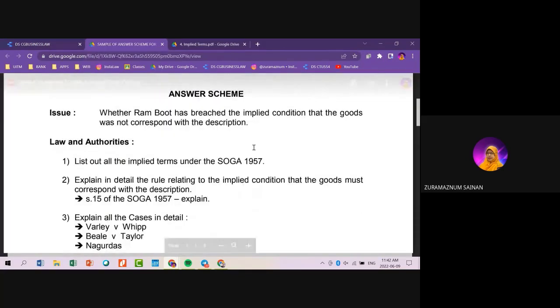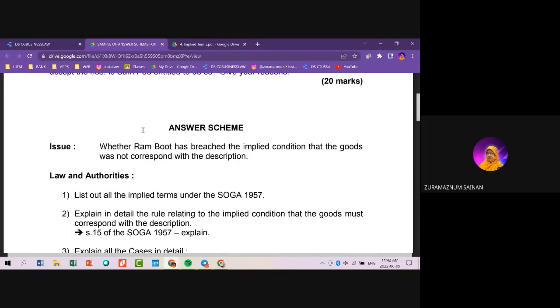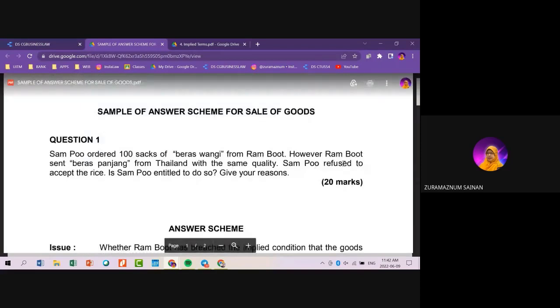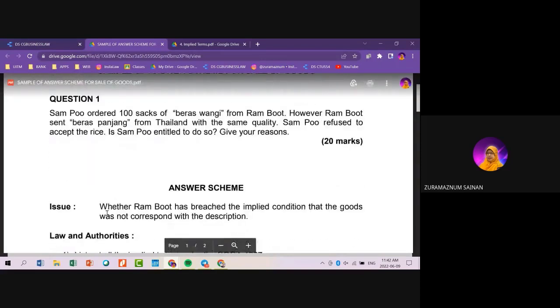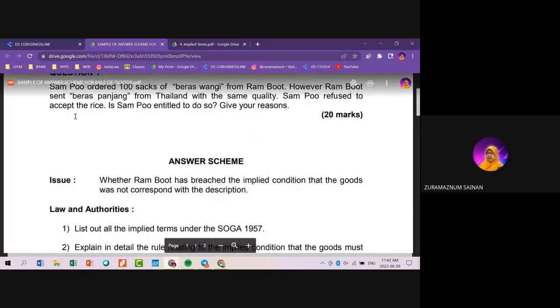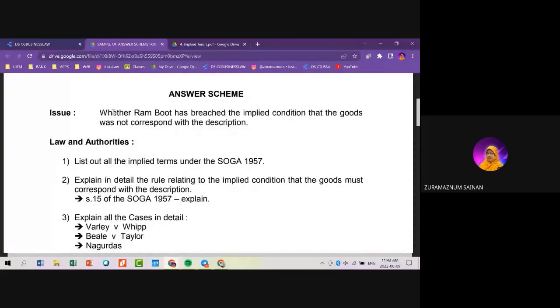Alright? So now we know the law is only about section 15. The goods supplied must correspond with the description. So we want to see whether Rambut breached or not. And then add whether the buyer is entitled or not to avoid. Here, because Sampu refused to accept. So you can add: whether Sampu has the right, or is entitled, to refuse to accept the rice, to reject the goods, to avoid the contract. Just follow the standard issue that I gave. Okay. Just write the sentence like that.